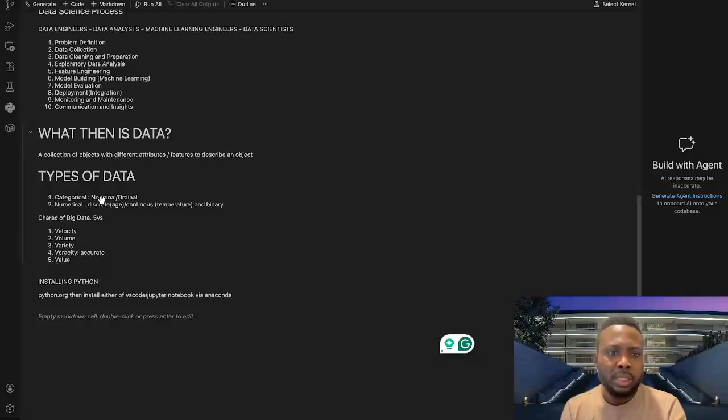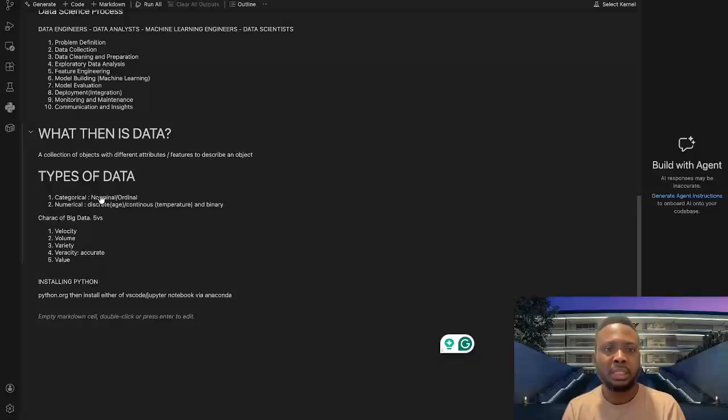Then when we look at ordinal data, they are categorical data that can be ordered. You can rank them. For instance, if I say hot, cold, warm, of course you can rank them, right? Maybe based on the temperature, you can rank them.